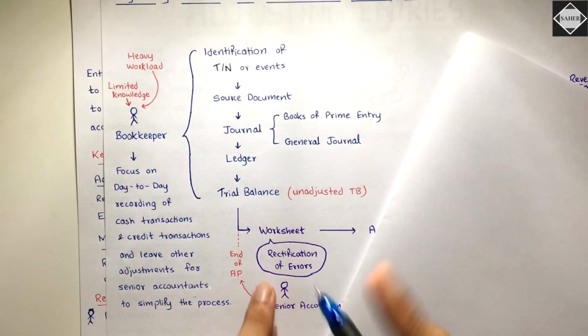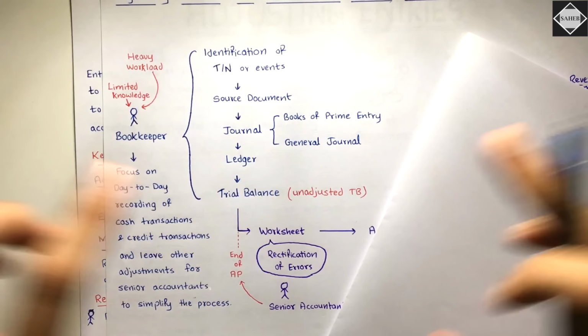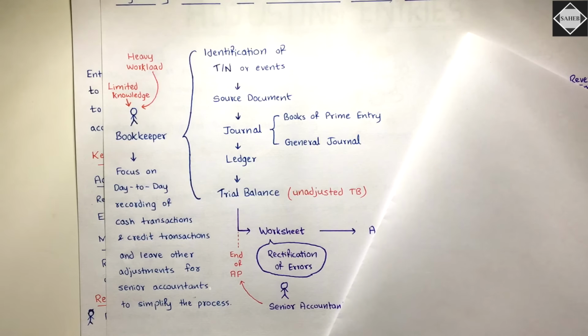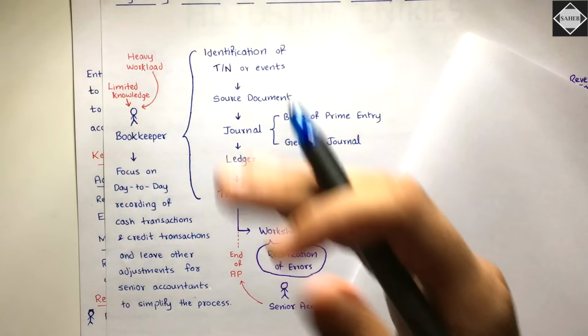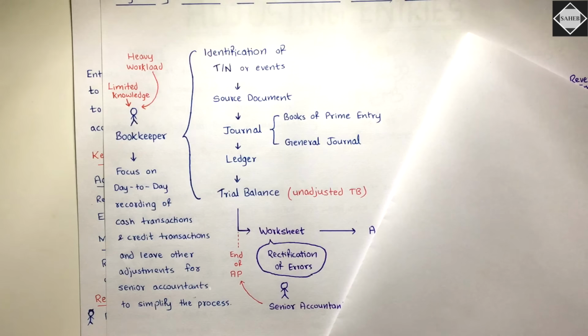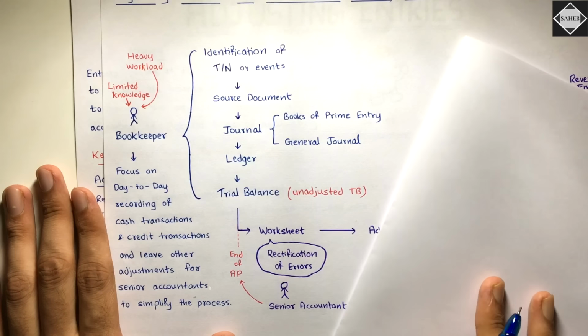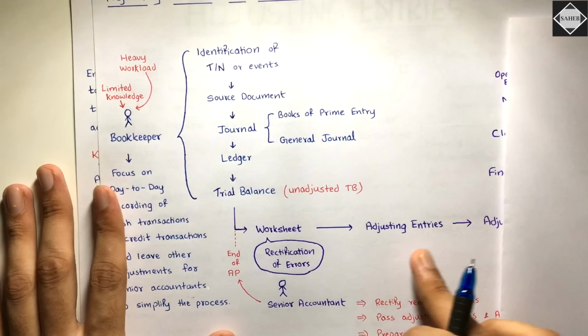Here in the worksheet, a rectification entry will not be prepared. Worksheet is just a work paper, man. Worksheet is just for calculation. Is that clear? It's just a manual process. So that's what will happen over here, and that's how rectification entries are different. Okay, fine. After rectification of errors, then adjusting entries will be passed.